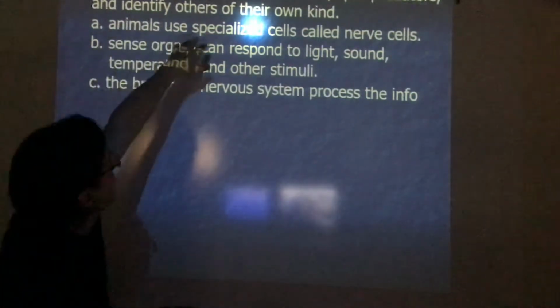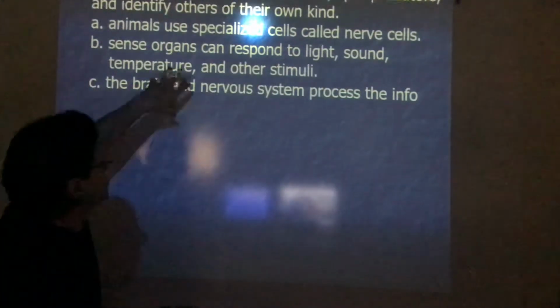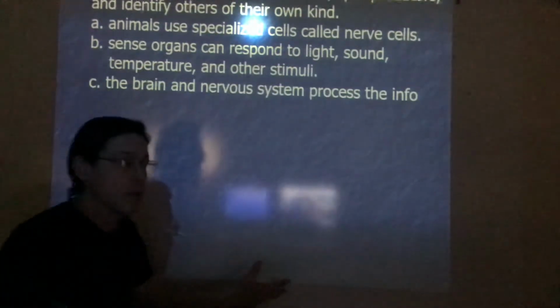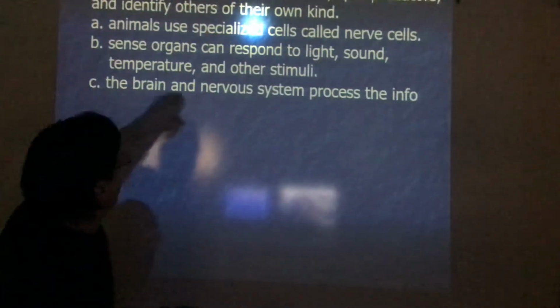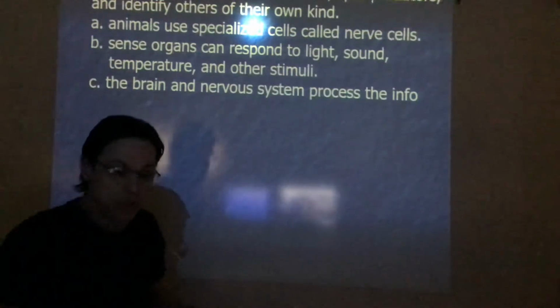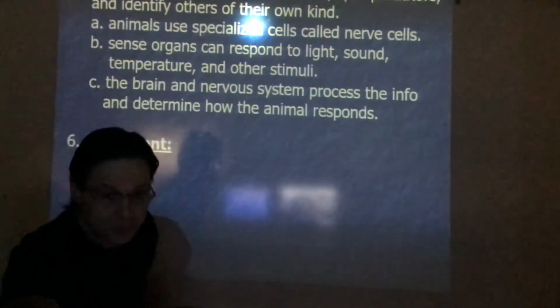So we identify our own kind. Animals use specialized cells called nerve cells. You'll see a massive development of that. The term stimuli is anything that generates a response. You'll start to see organisms that develop actual brain and nervous systems, which we are familiar with, and determine how the animals respond.